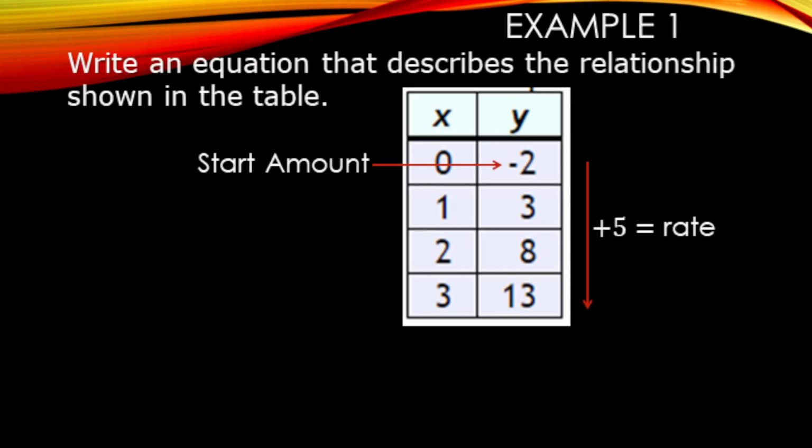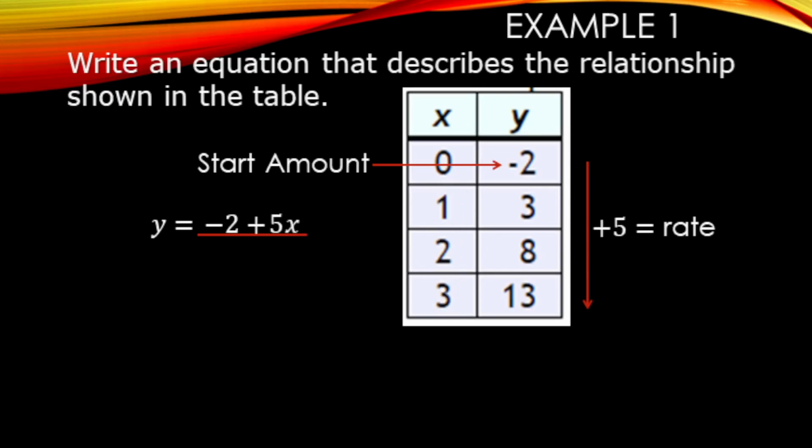Okay, so now we're ready. We have our information. We're ready to write our equation. So y equals, and we can do our start amount. We're going to start at negative 2, and then for the negative 2, we are going to add how much? We're going to add 5. We're going to add 5 for each what? 1, 2, 3. For each x, we add 5.